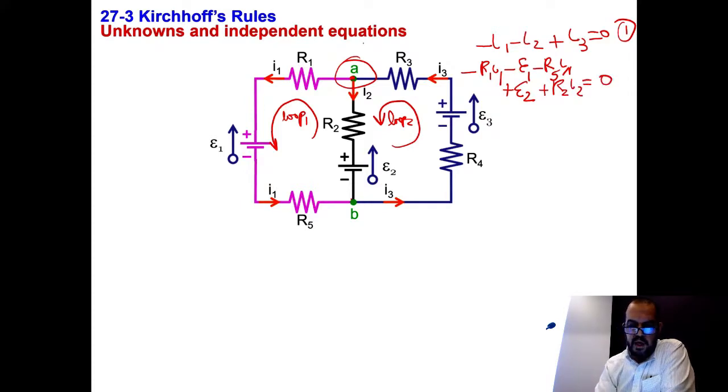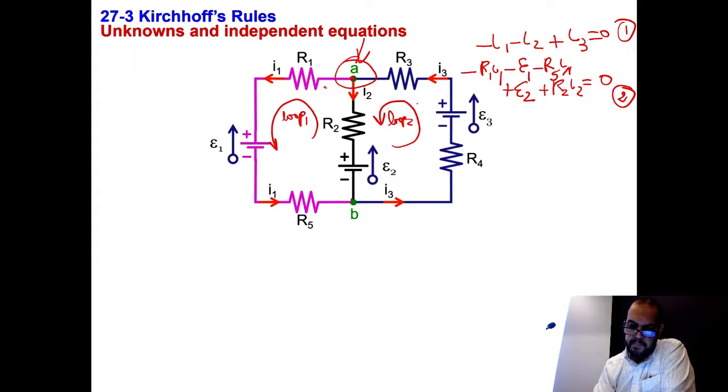Now we have gone back to point A. We went through R1, we went through EMF 1, we went through R5, we went through this battery, and we went through this resistor. We went back to the same point, so the sum of the potential is equal to 0. So this is my second equation. Okay, let's do the third equation.